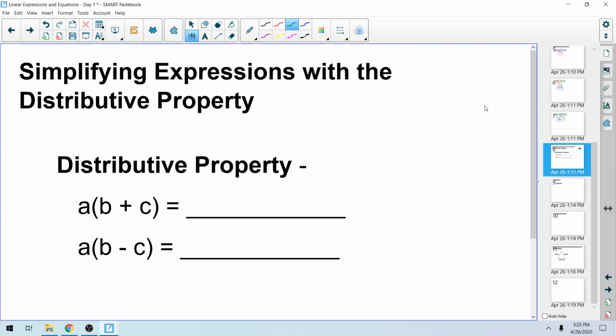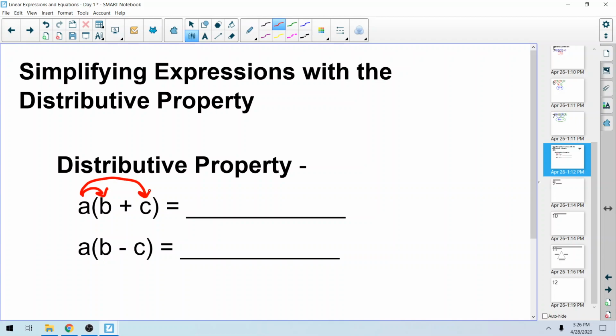Okay, last but not least today, we are going to simplify expressions using the distributive property. So first of all, remembering the distributive property, we have two cases. We have a case with an addition and a case with a subtraction. Distributive property, we're going to take the A, which is typically a number. We're going to distribute it to both the B and the C.